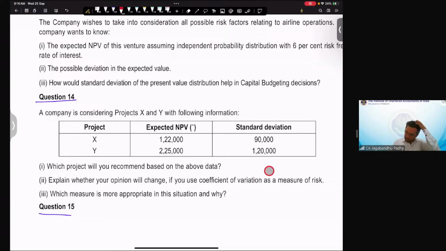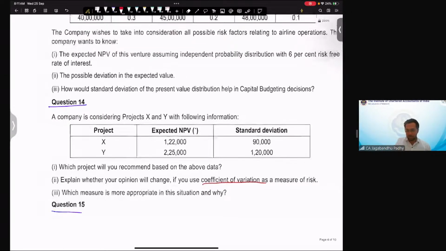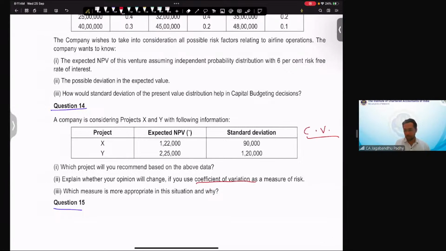But when we have such a situation where NPV is higher and standard deviation is higher, so we're going for the low standard deviation project, it's not actually appropriate to select the project on the basis of only NPV or standard deviation. The more appropriate way is to calculate the coefficient of variation. Now tell me, what will be the coefficient of variation in case of project X? It's going to be 90,000 divided by 1,22,000. So 90 divided by 1,22,000 is how much?